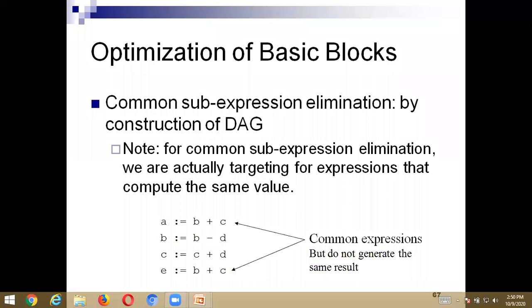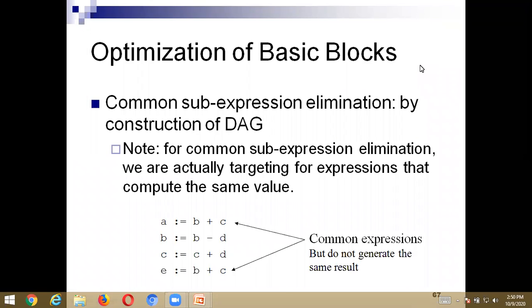Today's concept is about optimization of basic blocks. In the last class I explained how to construct the DAG from the given basic blocks. The input is in the form of a basic block, and we construct the DAG for the input and show the output in the form of a DAG representation.